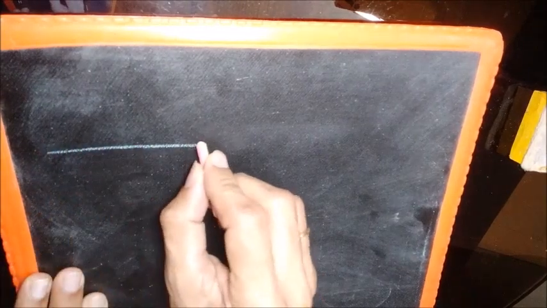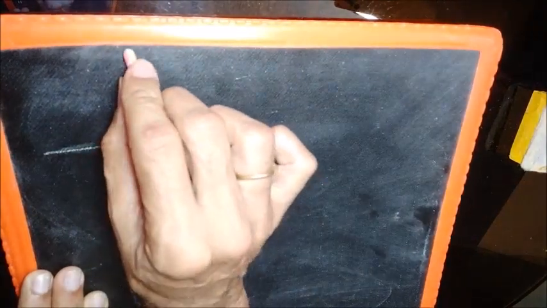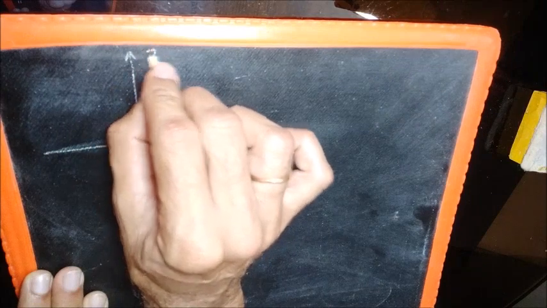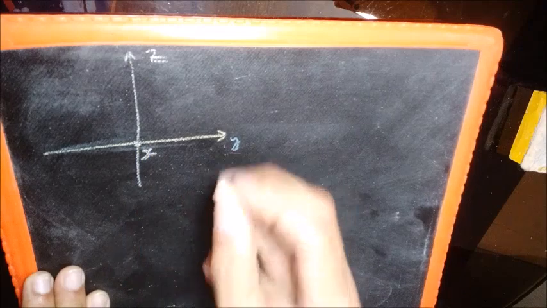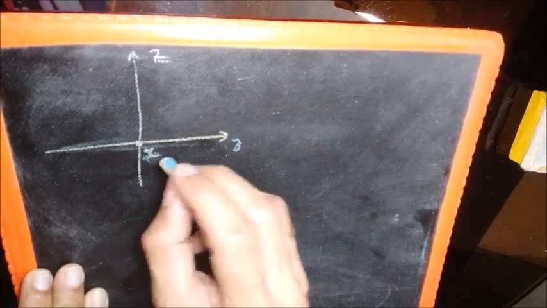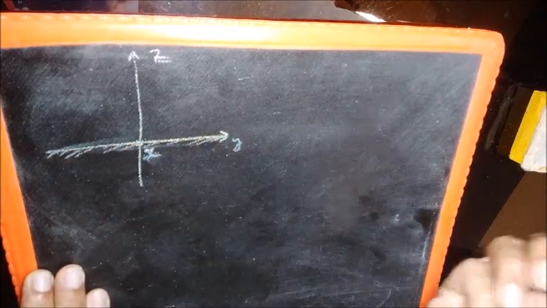So let us draw a figure. First, let's draw a figure so that we will understand what exactly is to be found out, what exactly is to be determined. In fact this must have been actually given in the statement, but let's say this is what it is. Let me just verify.